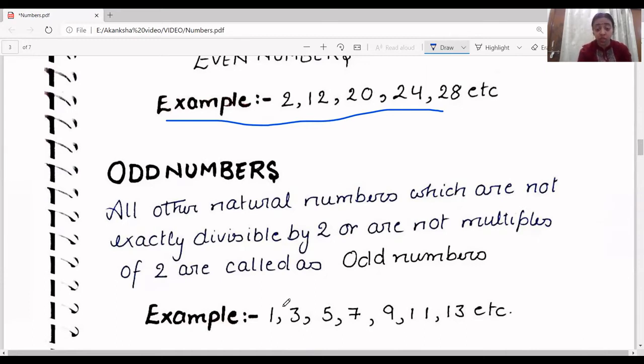We do not have 2 here. 2 is missing, right? 4 is missing. 6 is missing because these are multiples of 2. Anything that is a multiple of 2 is not an odd number. So very clear, odd numbers are those numbers that are not divisible by 2 or are not multiples of 2.